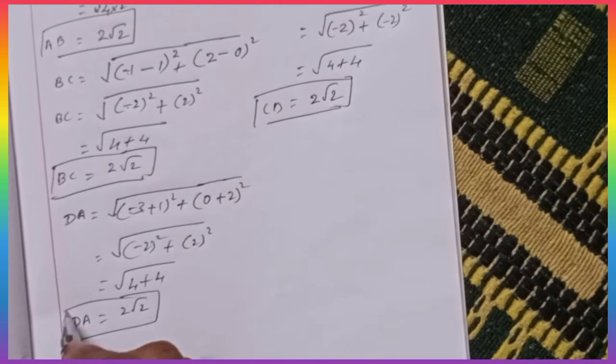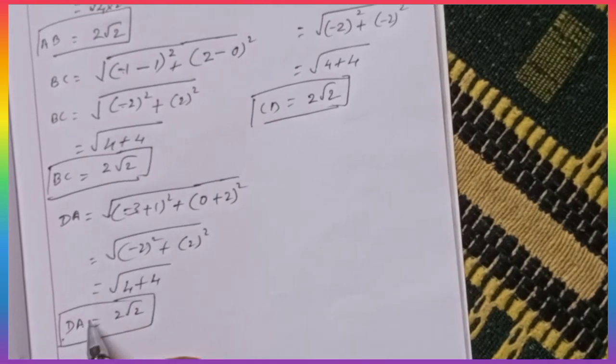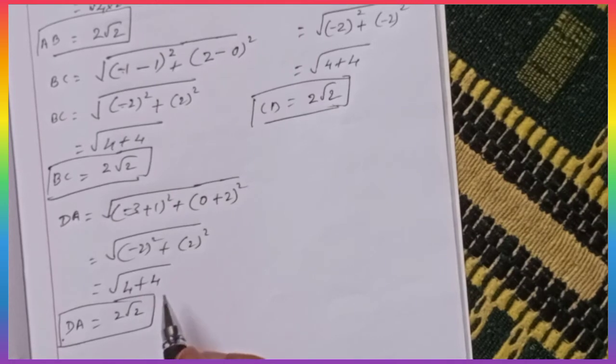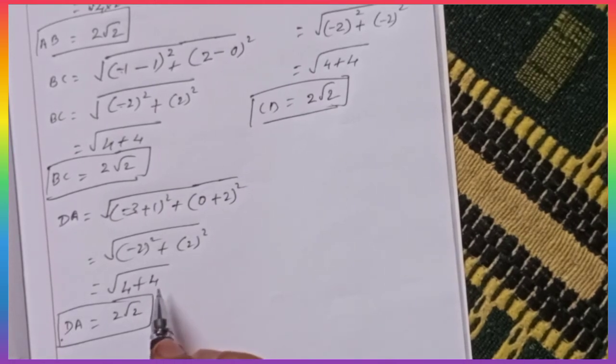So all the four sides are equal. So either it should be a rhombus or it should be a square.